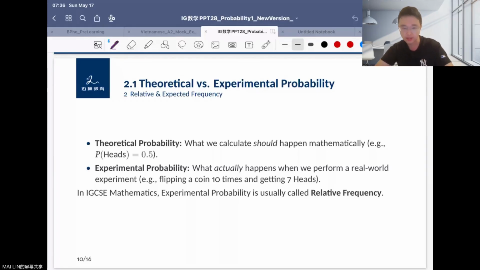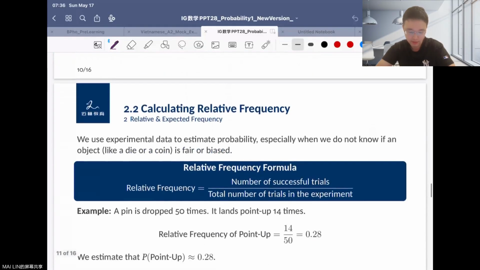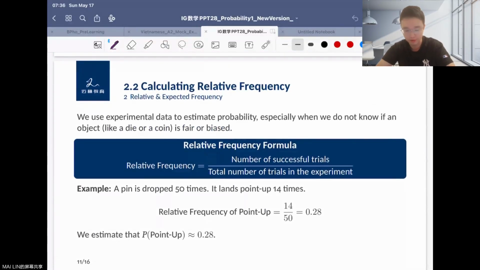In IGCSE mathematics, experimental probability is usually called relative frequency. So please remember that there is a difference between the two kinds of probability. They are very easy to understand, right? Okay, so let's move into the next part about how to calculate the relative frequency.